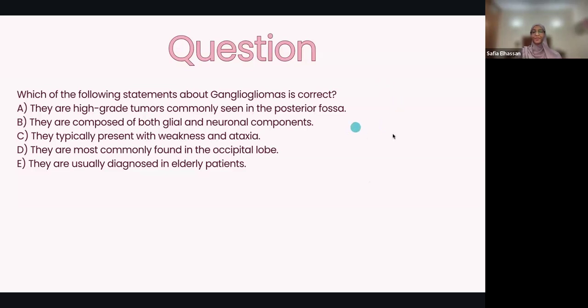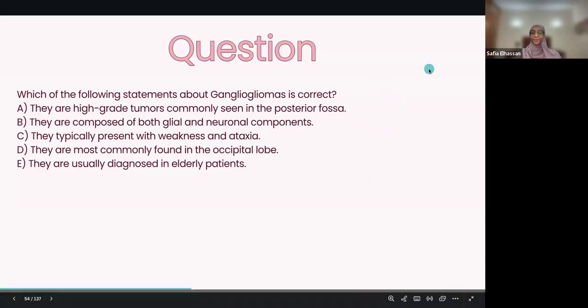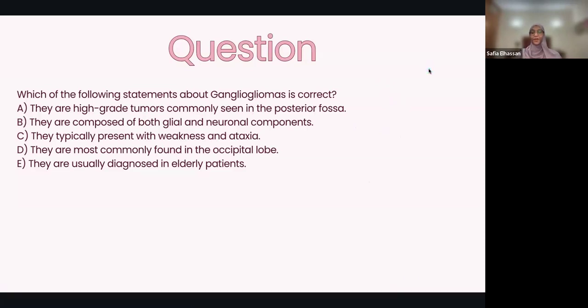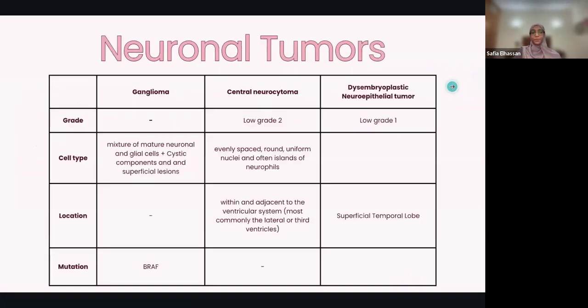Okay, so I got 1B. Does anyone else want to answer? Okay, another B. Yes, that's correct. They are composed of both glial and neuronal components. So the other statements are incorrect because gangliogliomas are typically low-grade tumors. They're usually found in the temporal lobe, actually, so they wouldn't present with weakness and ataxia, rather they would present with seizures, and they're usually diagnosed in young children.